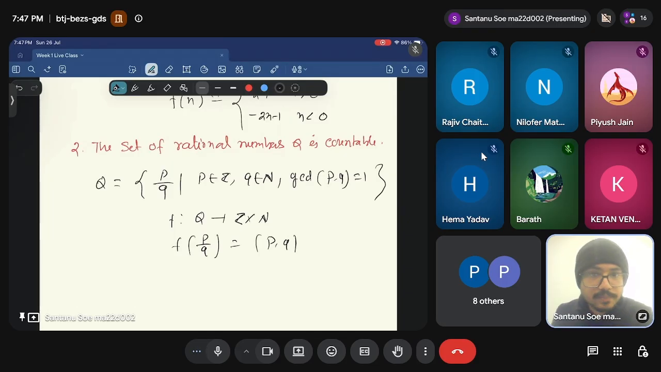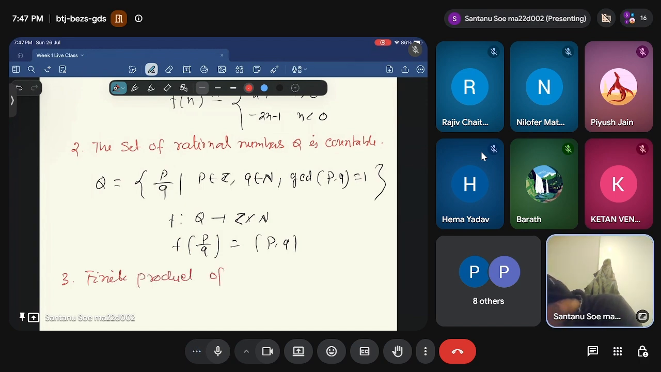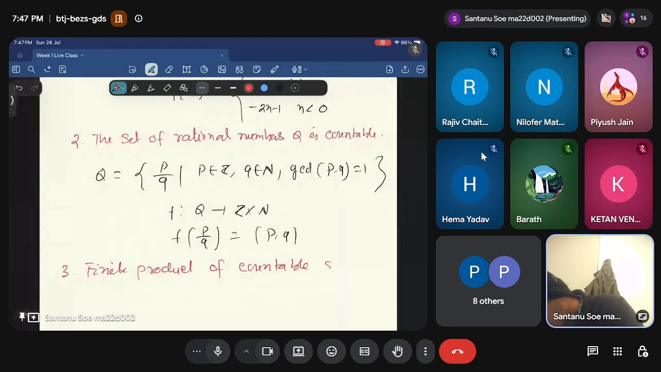Okay, so this is an exercise to prove that this is a bijection, and the right side is actually a countable set, right? Because a finite product of countable sets is countable, right? So there is another fact that a finite product of countable sets is countable. So by this logic, Z and N both are countable, right?